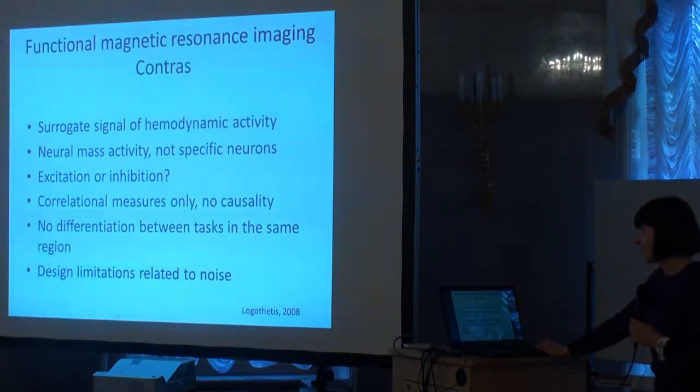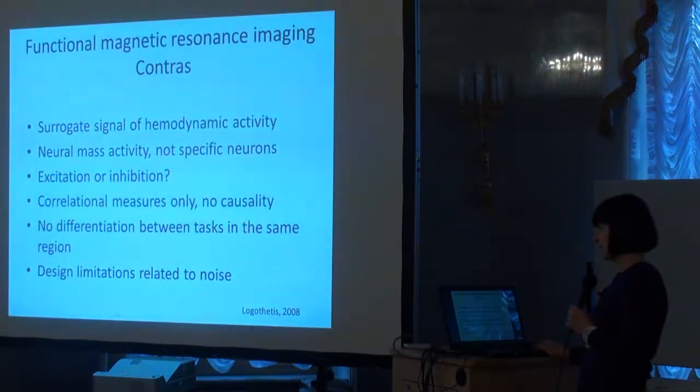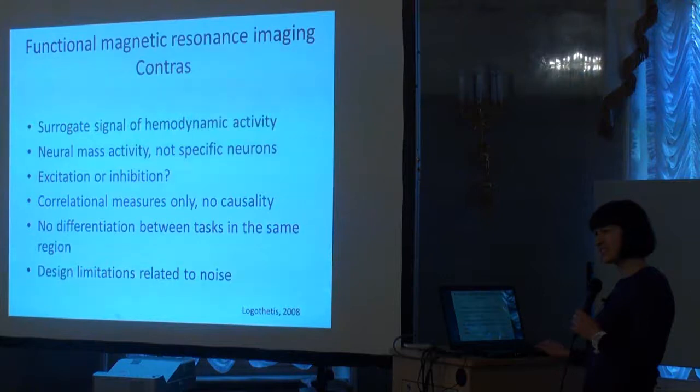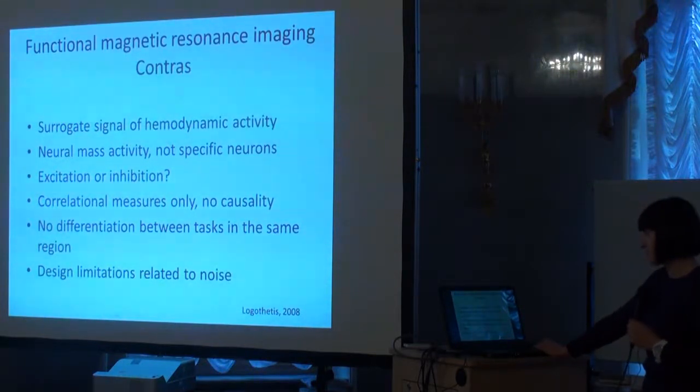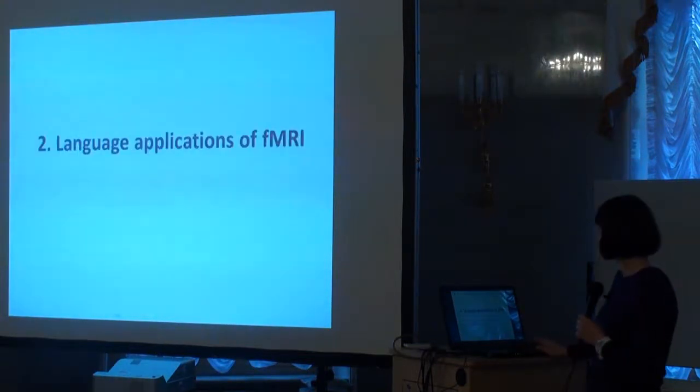And I said that fMRI has relatively good spatial resolution, but still not perfect, to the extent that we cannot differentiate between brain activity related to different tasks if it occurs in the same region but is slightly different in each case. Still, it's not that good a spatial resolution. And of course, there are some design limitations, for example, related to acoustic noise produced by the scanner. This is why patients might prefer a silent positron emission tomograph.